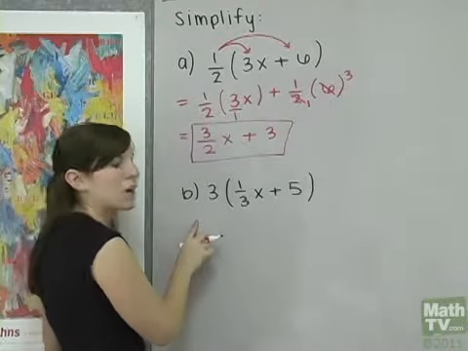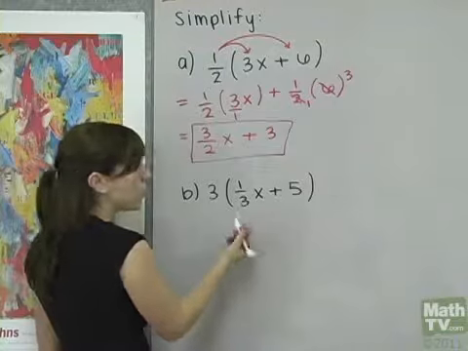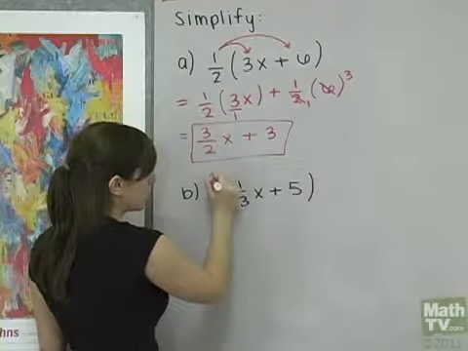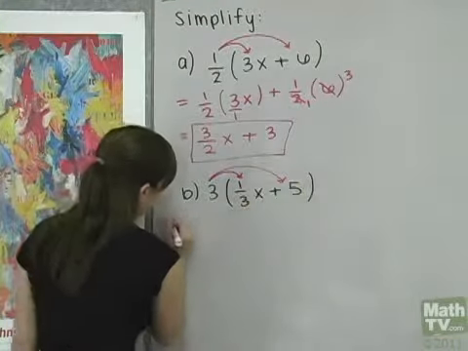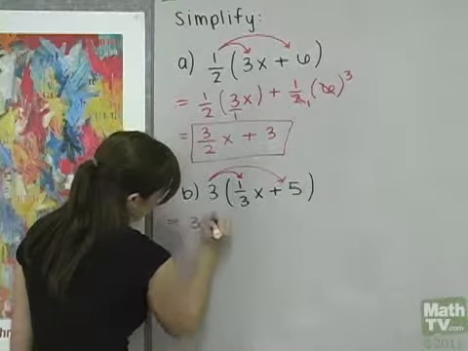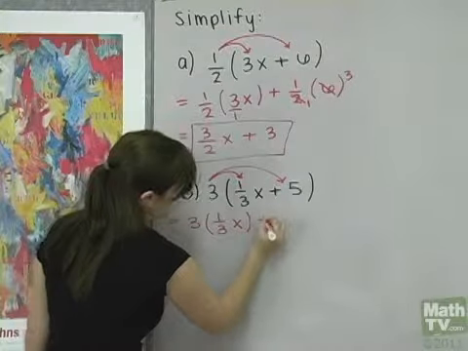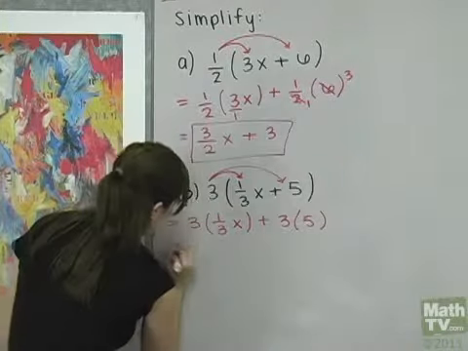Moving on to B, we have 3 times the quantity 1/3 x plus 5. Once again, we're going to distribute our 3 to what's inside the parentheses. So 3 times 1/3 x and 3 times 5. So we have 3 times 1/3 x plus 3 times 5.